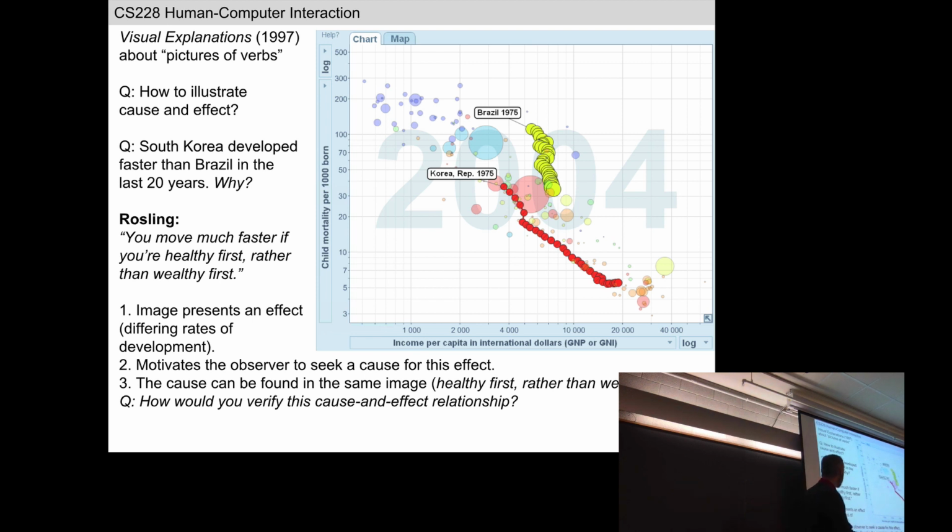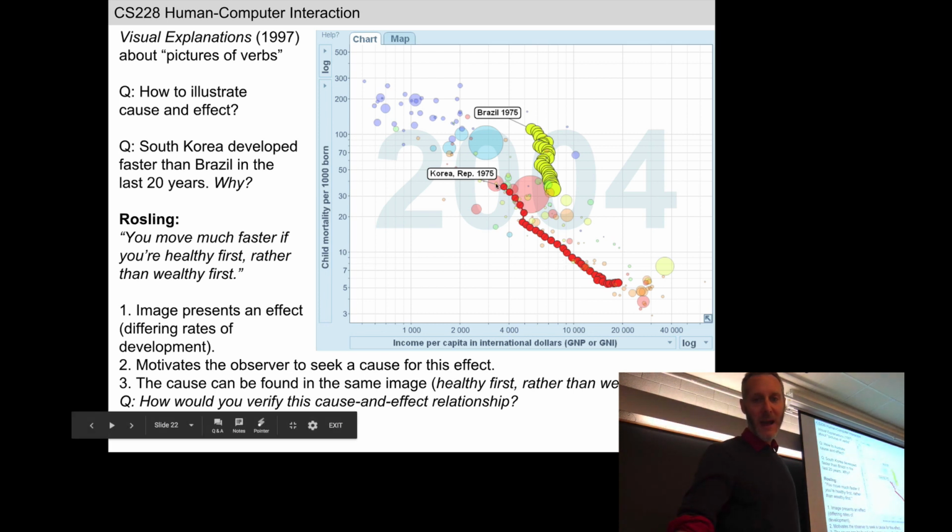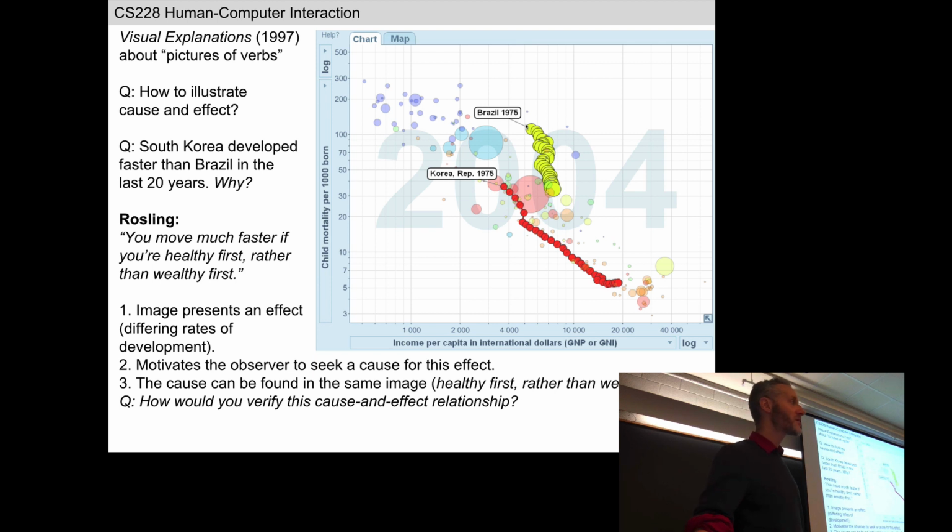So Rosling actually should be a little careful here. He's making a statement, but it should be a question, right? It's a hypothesis. You see that, and you might ask why Korea moved faster than Brazil over this time period. One possible hypothesis is that it moved faster because it was healthier first. Korea started back in 1975 with a lower child mortality rate than Brazil. Brazil was actually wealthier than Korea at that time. The GNP in Brazil was higher than it was in Korea at that time. So Brazil was wealthier first, but Korea was healthier first.